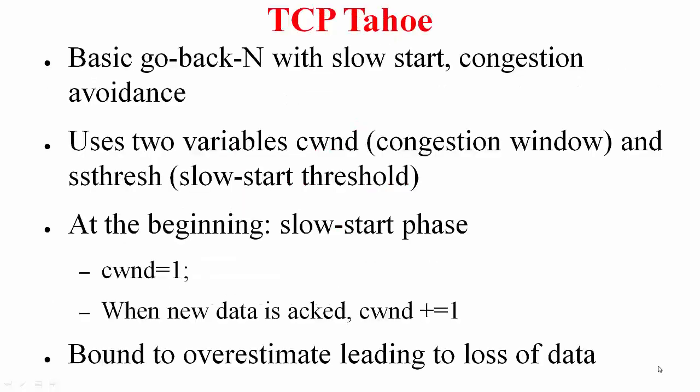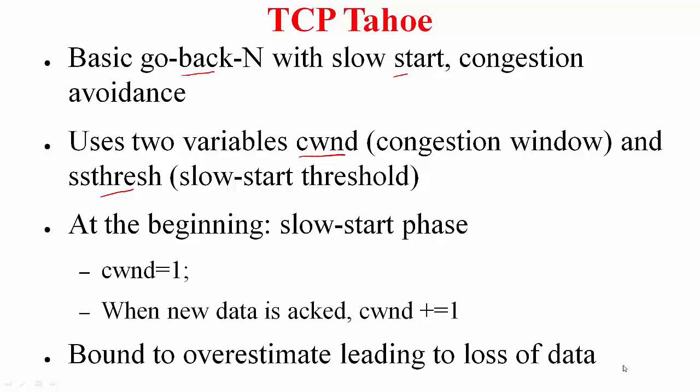TCP Tahoe is one of the initial versions of TCP. In fact, it's the simplest of the lot. So it basically employs the go-back-N protocol, the sliding window protocol, with slow start and congestion avoidance. So it uses two variables, CWND, which you are already aware of. There is another variable it uses called SS thresh. Its role will become clear soon.